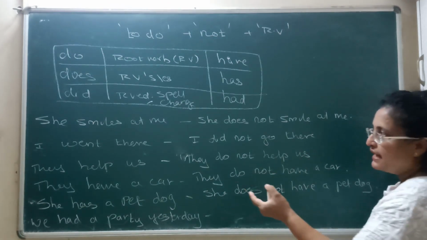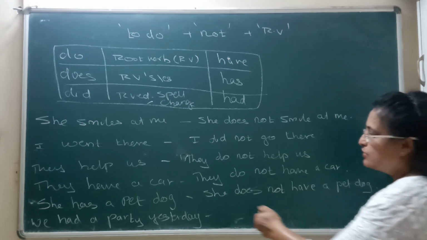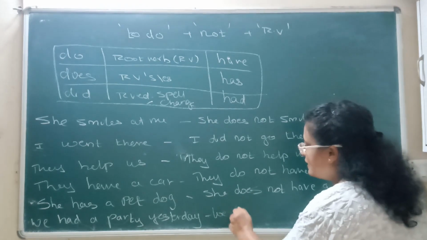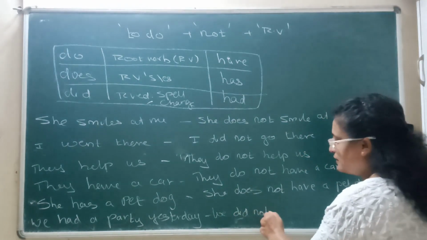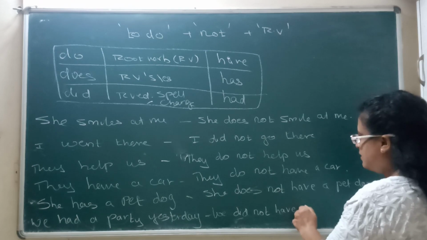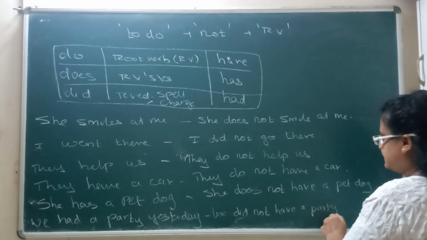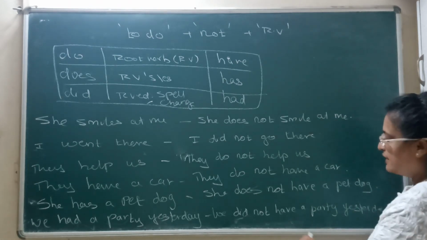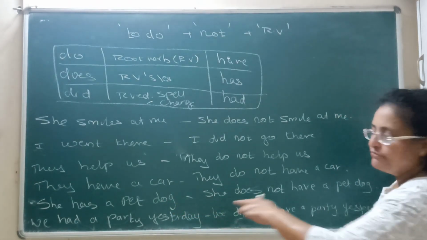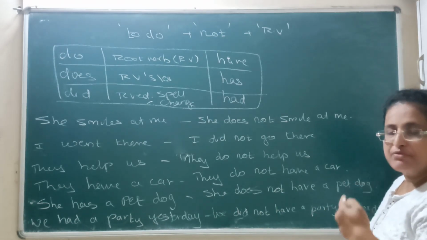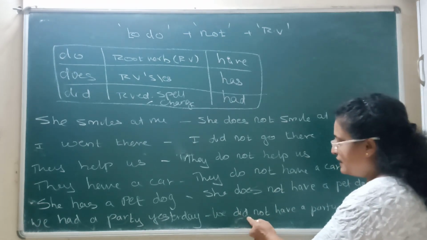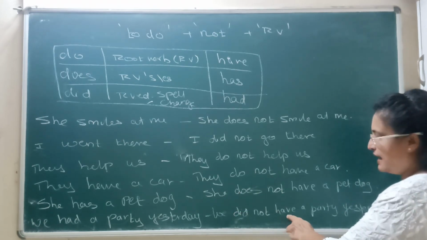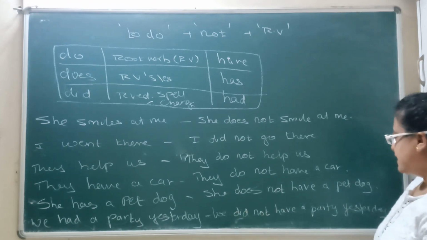Now, we have to rewrite it in negation. You are using not. So, for had, what helping verb are you going to use? Did. So, what will be the answer? We did not have a party yesterday. This is the way you should do negation. See here. We had is in finite verb form and in the past form. So, the helping verb you are using is did. When you are using did, you are using the root verb. What is the root verb of had? It is have. So, we did not have a party yesterday.